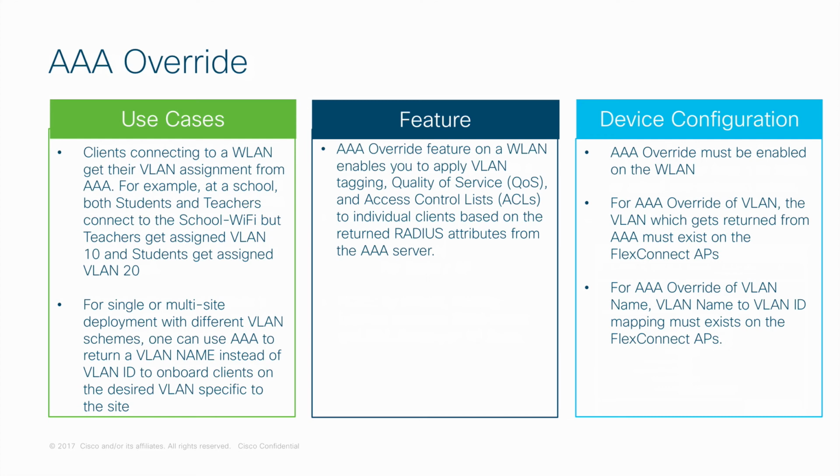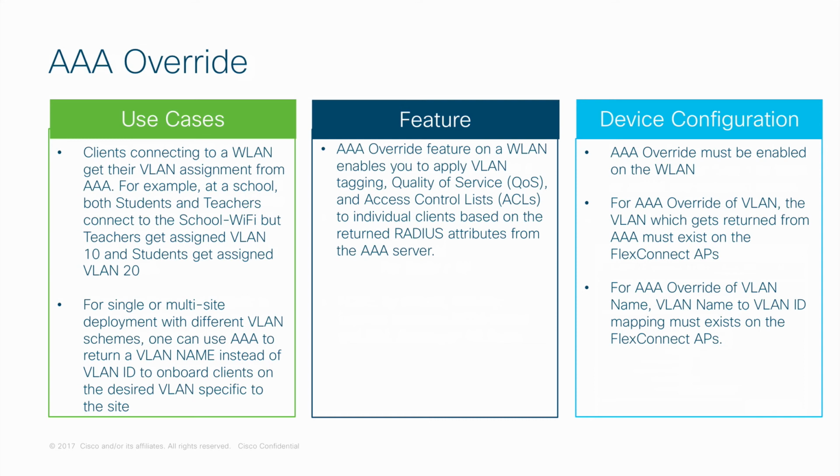But when teachers in site B connect, they still get the VLAN name returned from the AAA server, which is teachers. And because in site B the VLAN name to VLAN ID mapping is different, the teachers are put in the VLAN that is specific to that site.